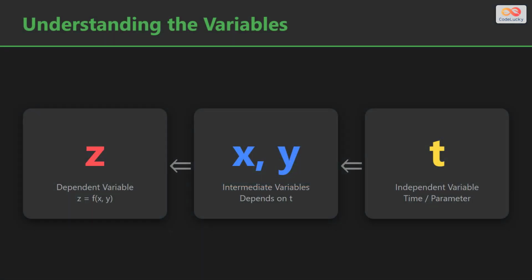Let's start by mapping out our variables. We have z, which is our dependent variable. It depends on x and y, however, x and y are not constants. They are intermediate variables that change based on time. Our goal is to find out how z changes as time changes.